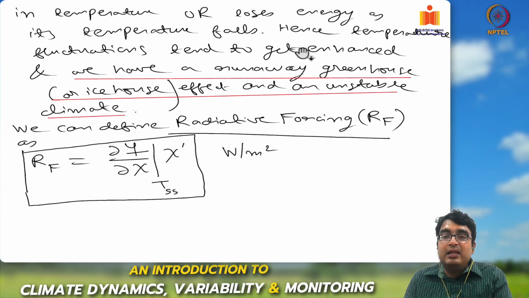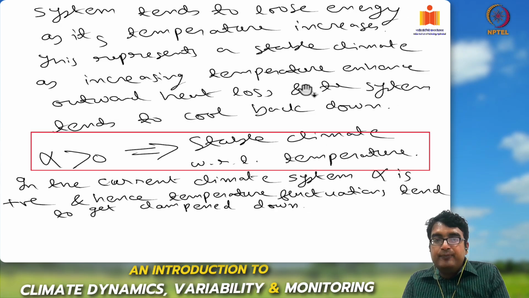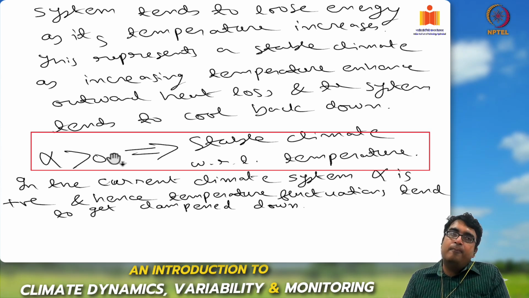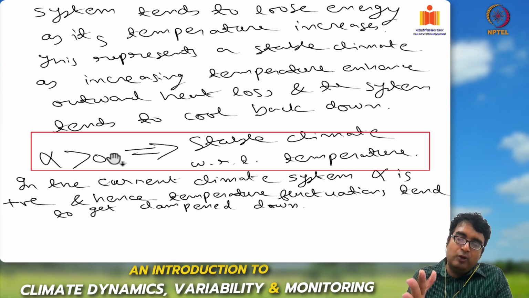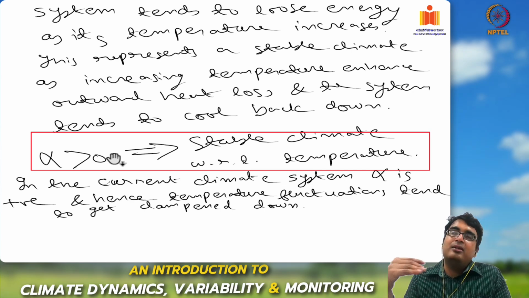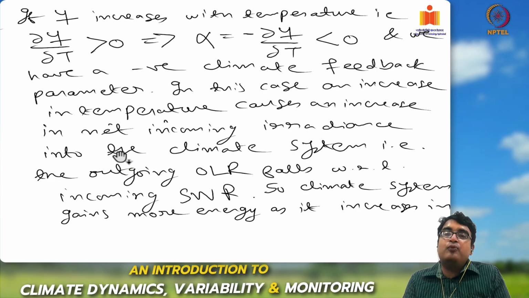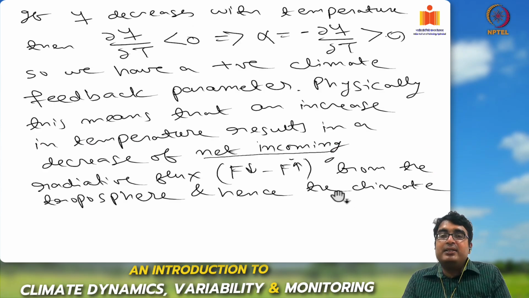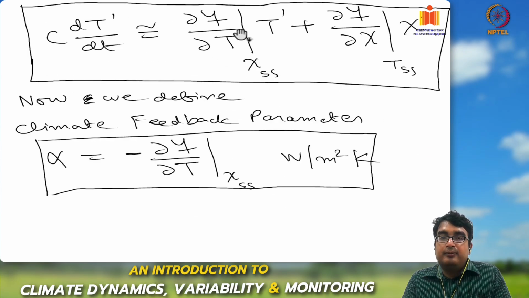So this alpha value is extremely important, because if alpha is greater than 0, we have a stable climate where any deviation in temperature tends to get balanced out and dampened, and we tend to go back to the steady state. Whereas if alpha is less than 0, we have an unstable climate and we have a runaway greenhouse or ice house condition prevailing. So this is the significance of the first term here.